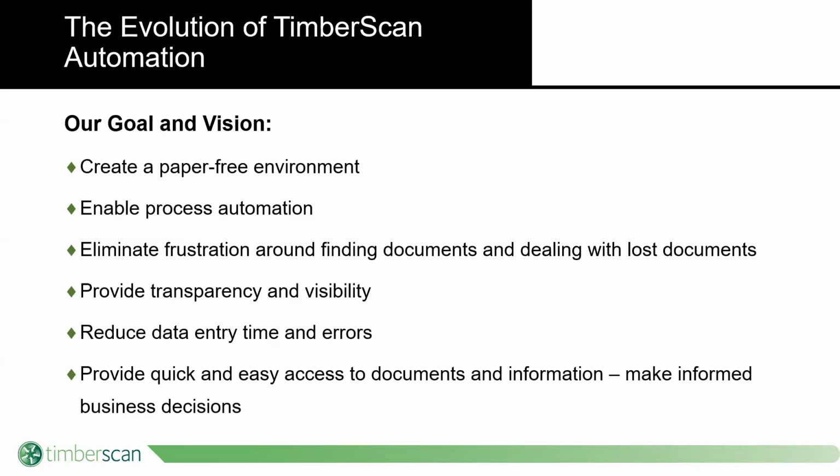So some of the main goals with TimberScan, one was to create a paper-free environment for companies and really bring you into the electronic world. We wanted to enable process automation. We talk to companies all the time that are still passing paper folders around the office for their approvals. So by automating, you can reduce your invoice cycle times as well as your processing costs. Eliminate frustration with finding and dealing with lost documents. With TimberScan, there'll be no more having to dig through filing cabinets. Information will be available to you at your fingertips. Provide transparency and visibility, so making sure you know where invoices are in the approval process. Reduce your data entry time as well as errors, and just provide quick and easy access to the documents and information that you need in order to make informed business decisions. So these are some of the drivers of TimberScan, and I'll be focusing on these key areas as I go through the presentation here this afternoon.